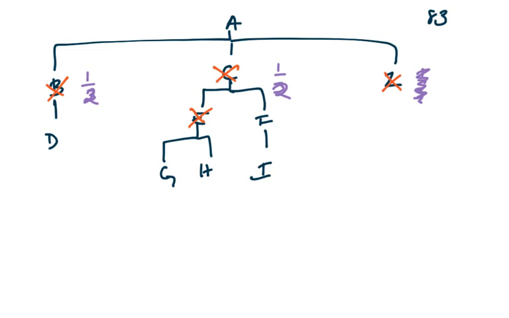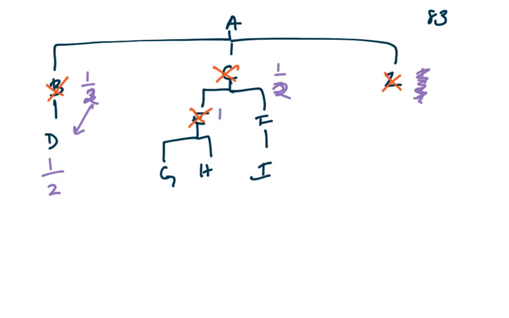So in this scenario, B and C would get half. Well, B has predeceased A, so his half share drops down to D. C has predeceased A, so her half share drops down as well.